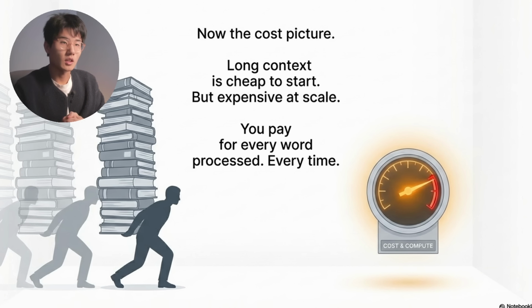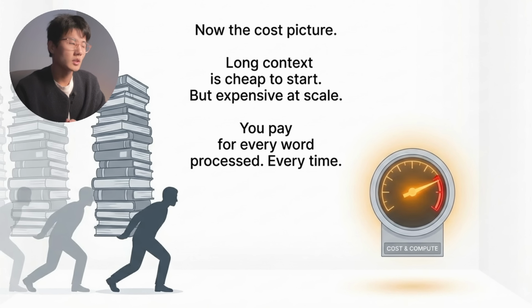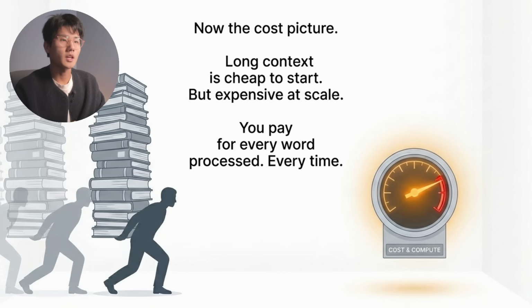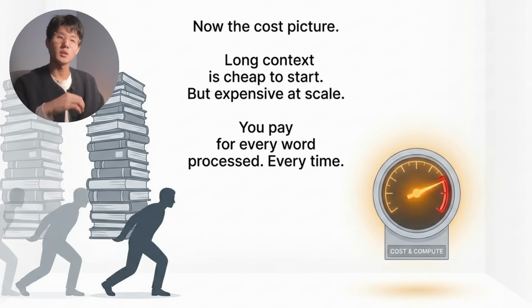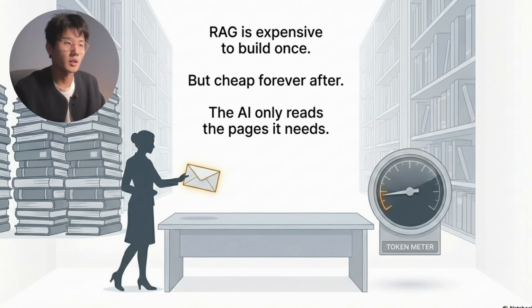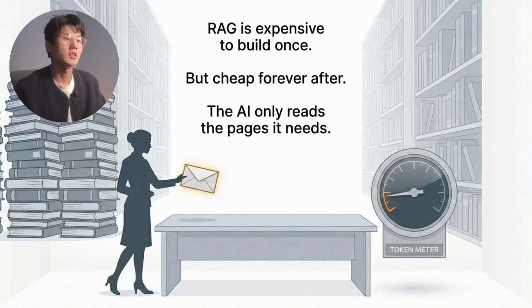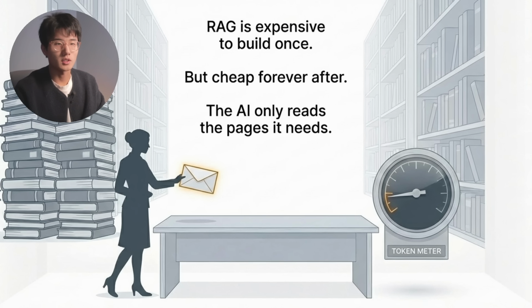Now, let's talk about the cost here. Long context is very cheap to start, but it gets really expensive at scale, because every time you ask a question, the AI rereads all the documents, and you pay for every word it processes. RAG is, of course, expensive to set up, but cheap at scale. You build a card catalog once, and every question after that only costs you the small set of pages the librarian pulls.